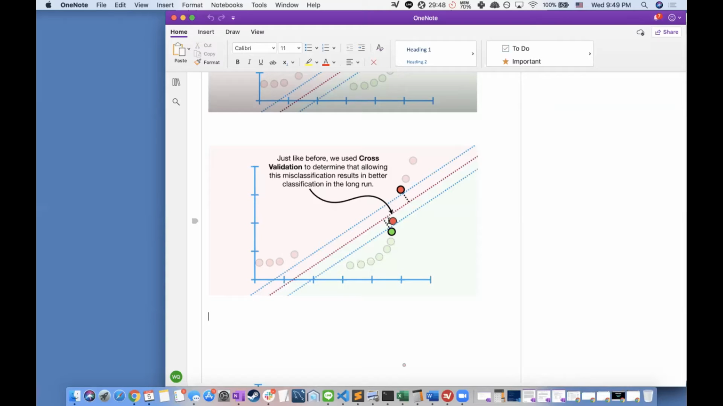So basically, it's saying this red dot, even though it's within the margin, but it's on the street, is taken into account when it calculates the prediction, and also it would be considered as a support vector as well.